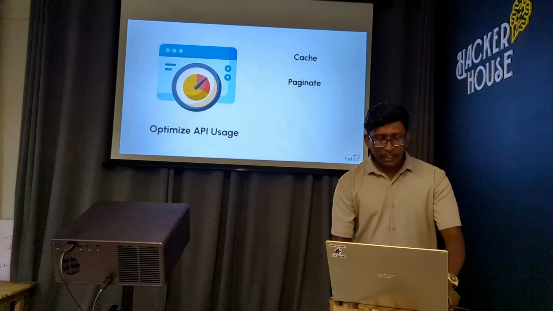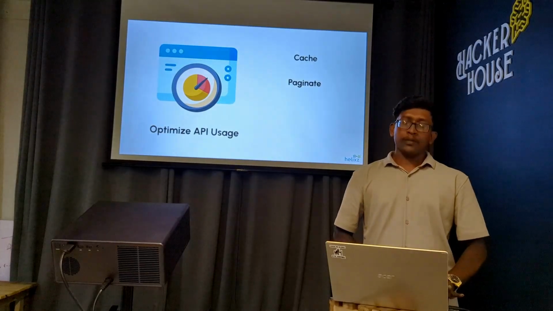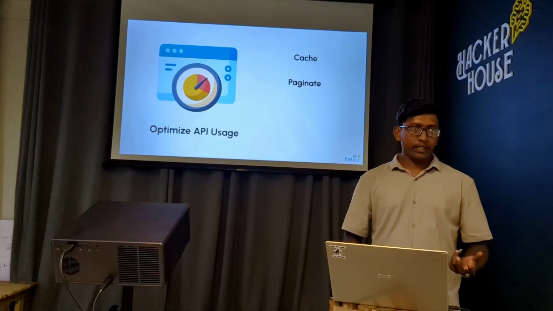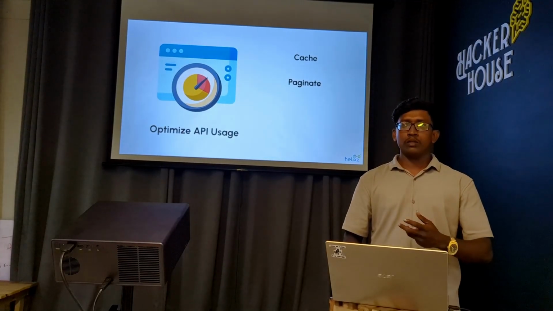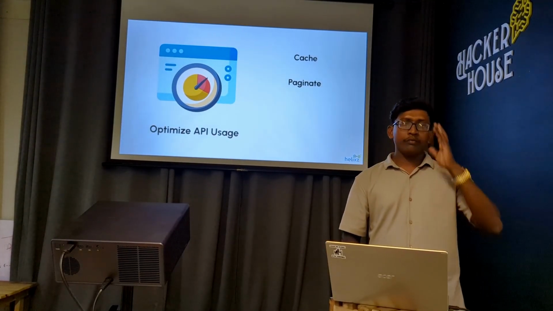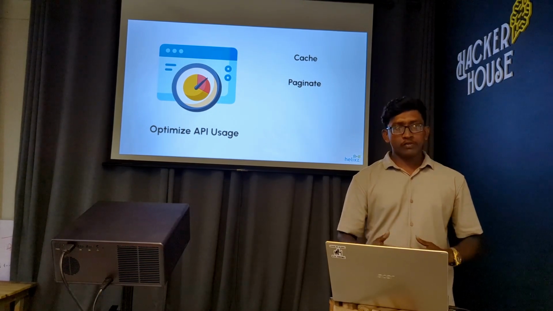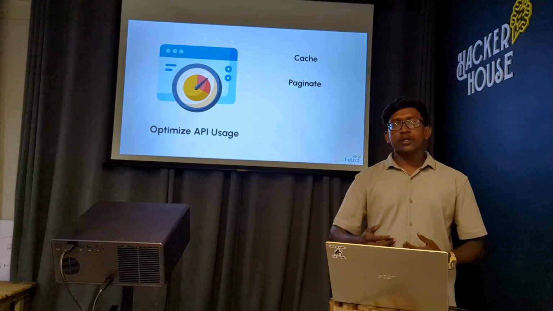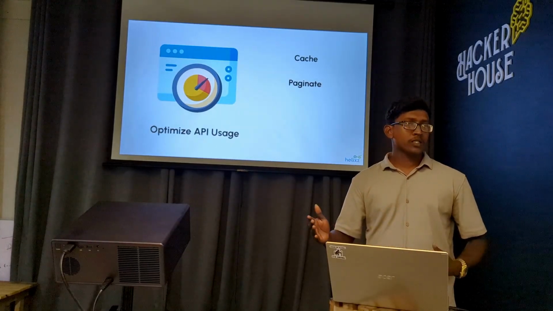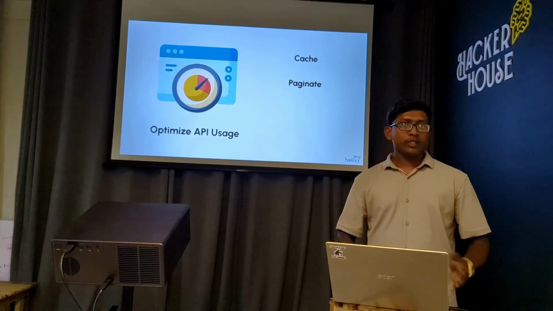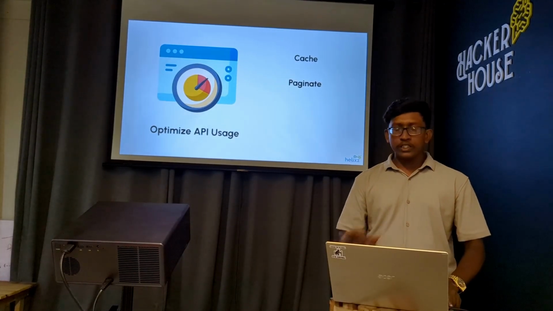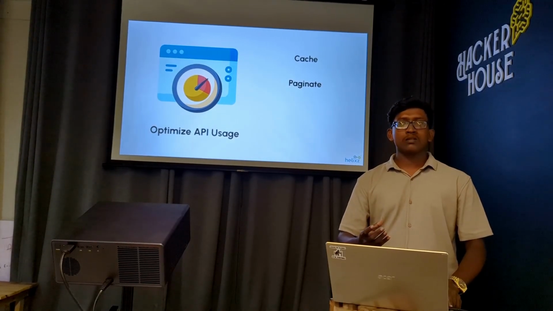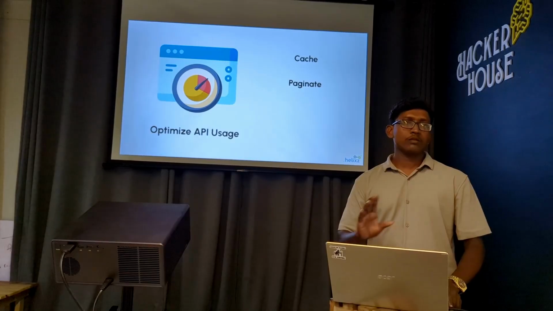And optimize API usage. When we fetch data from the backend, let's go like this. We have an e-commerce website, and in this e-commerce website we load products from the backend. If we load so many products at once, it's a very big problem. We can use pagination. We can simply get a small amount of products at a time.